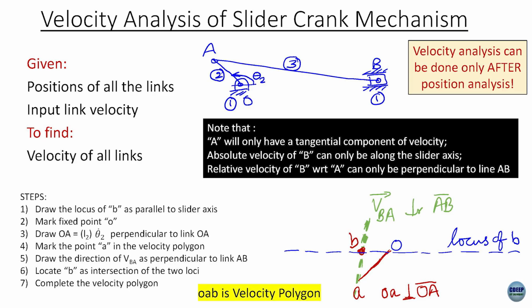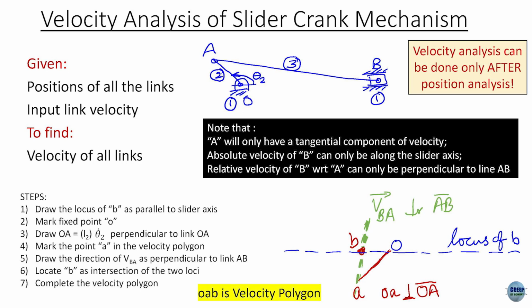So I draw the locus of B first. From the point O, any arbitrarily chosen origin O, I draw OA of length L2 theta dot, perpendicular to OA. So I was trying to show that it is reasonably perpendicular to the OA position. This has been achieved in position analysis. So OA will be perpendicular to this OA and length will be L2 theta 2 dot.